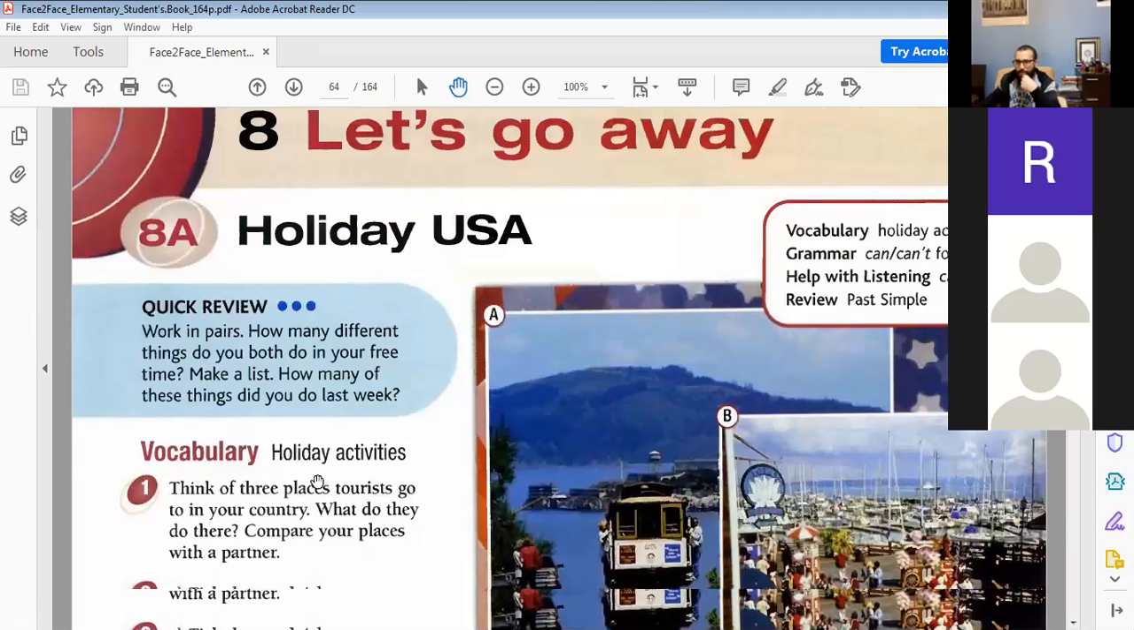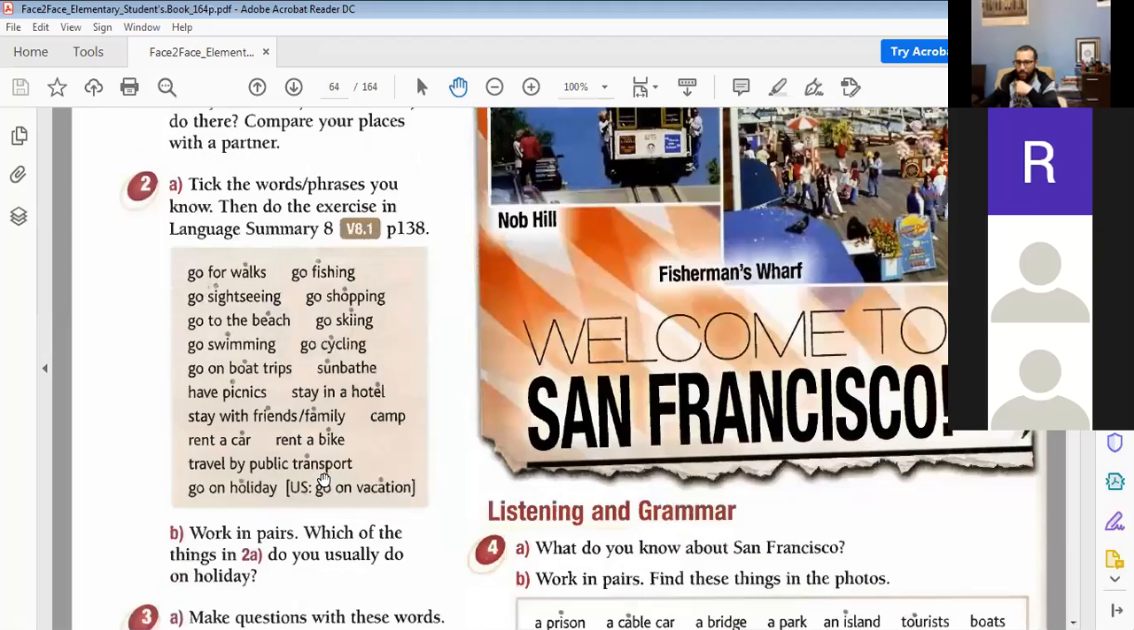Have a picnic. Okay, so who would like to tell us about their holidays and what do you like to do on your holidays? Maybe we can start with Besma. Tell us a little bit about your holidays. What do you like to do on your holiday, Besma?